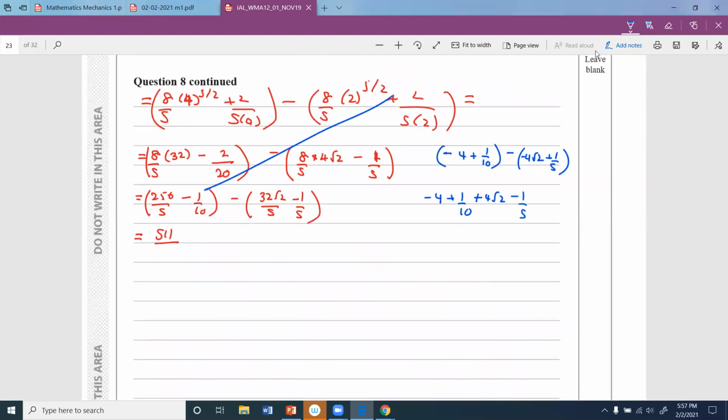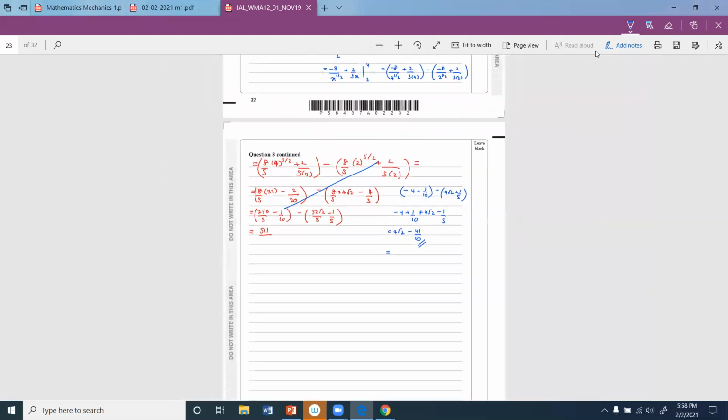Then you can say minus 4 plus 1 over 10 minus 1 over 5 is this bit. So the answer is 4 root 2 minus 41 over 10. So you get the answer for that. 4 root 2, that's the final answer. Minus, yeah, that's it. Right. From here you can get this answer. Just check whether there is anything to be corrected.